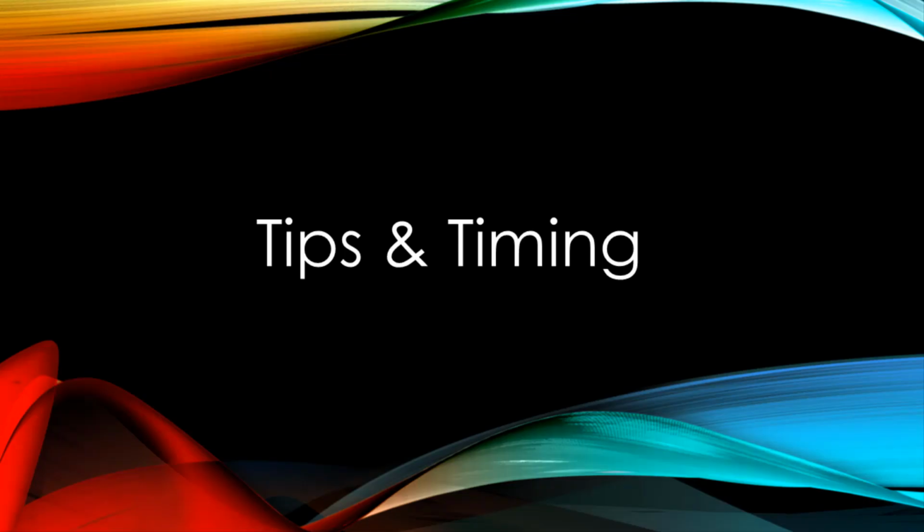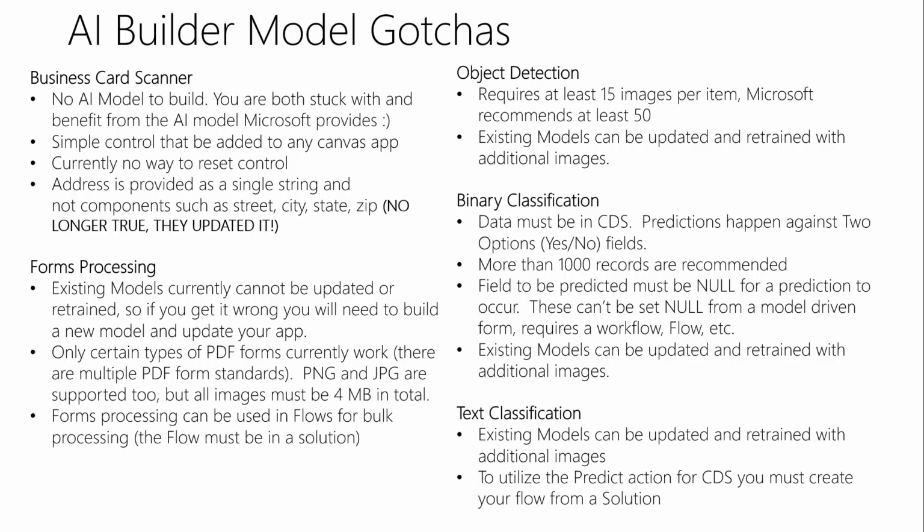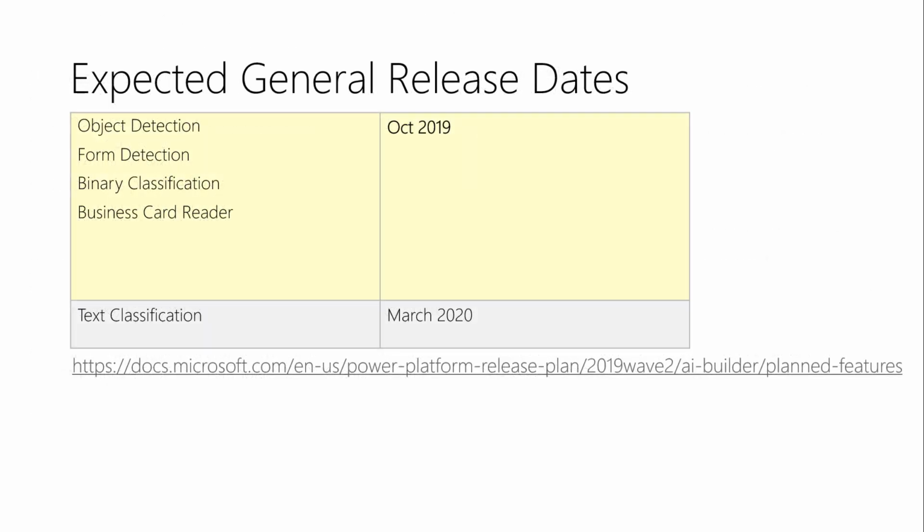So that's a demo of all 5 AI Builder models that are available today. Just a few tips here, and I'll let you scan these or save them. These are what we learned as we went through and used all of these models. The object detection, form processing, binary classification, and business card reader models are all available. They're now GA, and text classification is coming up in March.